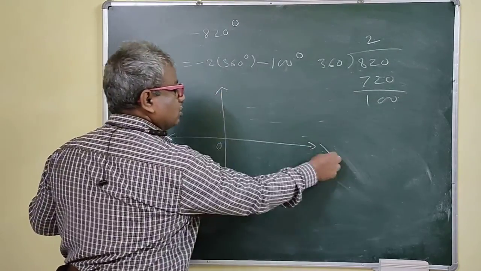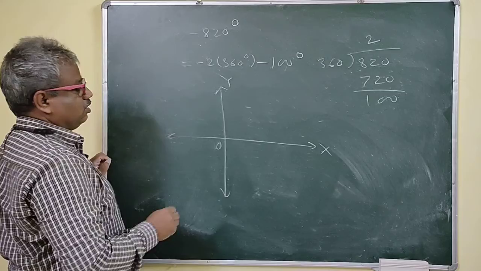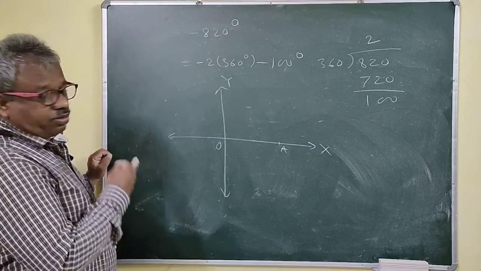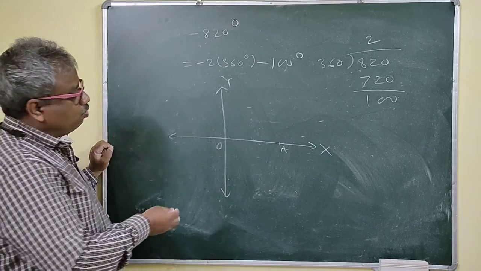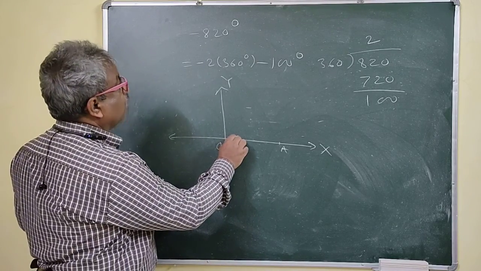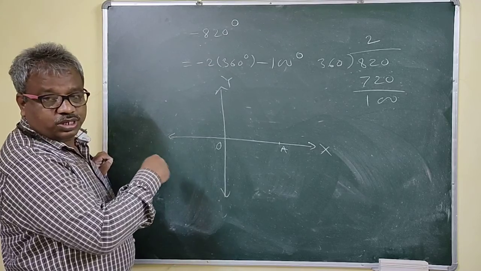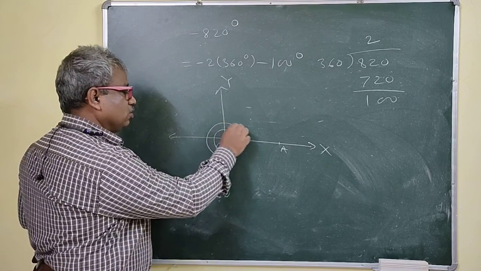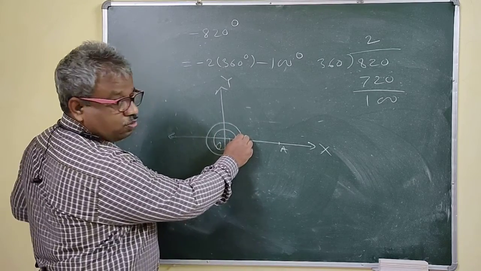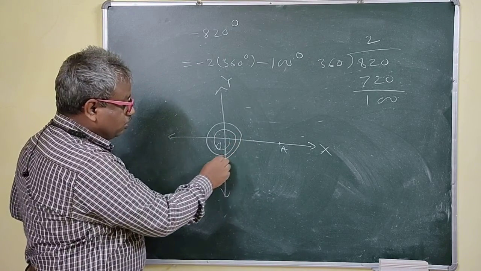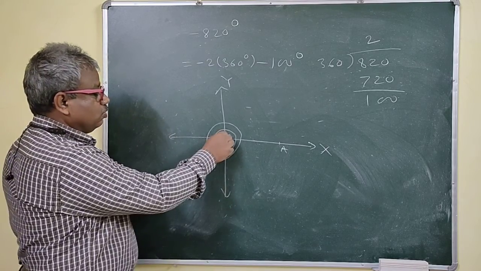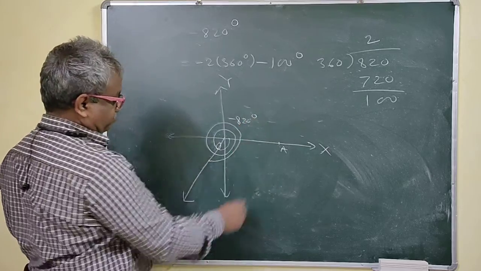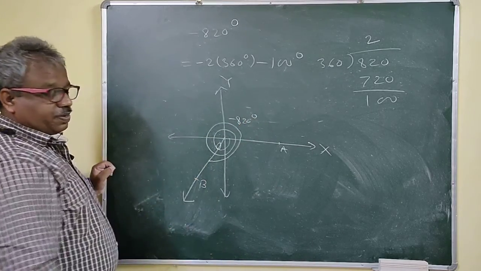So this is O, this is x-axis, this is y-axis. So this is your A now. Right? So the measurement is negative, that means you have to go in the clockwise direction. How many rotations are completed? 2 rotations are completed. This is 1 complete rotation, this is 2 complete rotations. And after that, 100 degree. So you will be here now. So this is minus 820 degree. This is your B now. This is your terminal arm.